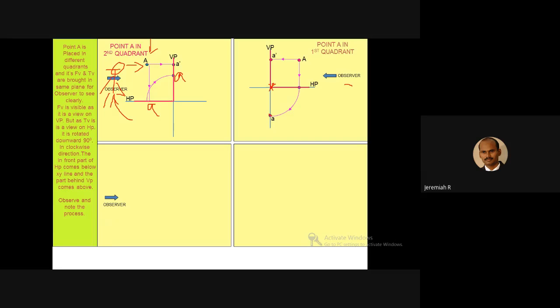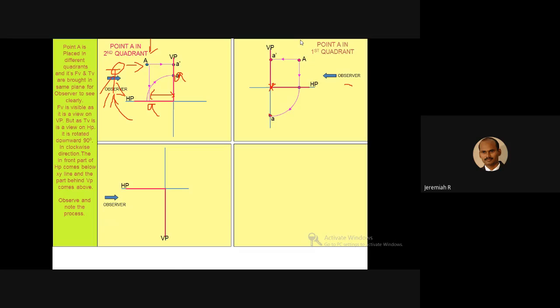So the distance here is the behind VP distance, and this is the above HP distance. This is behind VP, but above HP. So this is the second quadrant. Next thing is the third quadrant.